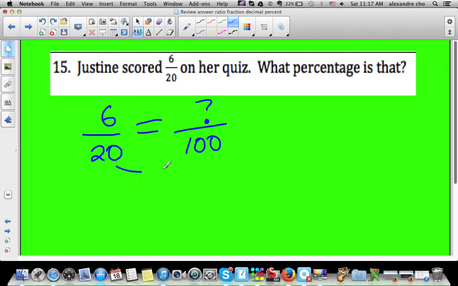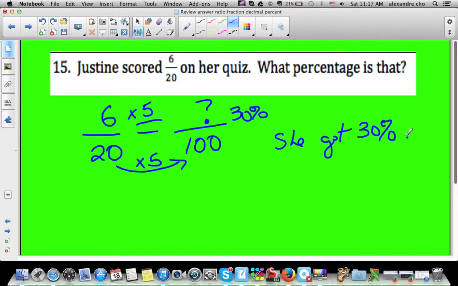Oh, look at that, very easy one. Nice relationship between 20 and 100, which is times 5. And therefore, you do the same thing on top, which is times 5, giving you 30%. So she got 30%.